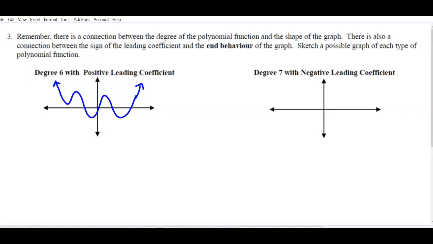Degree 7, negative leading coefficient, so one down and to the right. And it's degree 7. Just don't move. So this has got to go up here. Okay? And then 7 through there. You can make them x-intercepts as well. 1, 2, 3, 4, 5, 6, 7. I'll just erase this arrow.